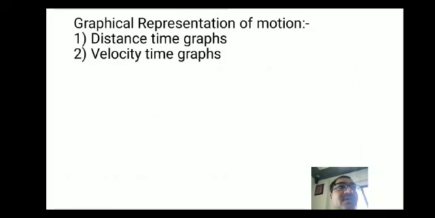Now let's learn the third topic, graphical representation of motion. With the help of graphs we have to learn what is uniform speed or non-uniform speed. We are going to learn about two graphs: first, distance time graph and second, velocity time graph. Distance time graph has two types, uniform and non-uniform, same as velocity. So let's discuss the distance time graph.